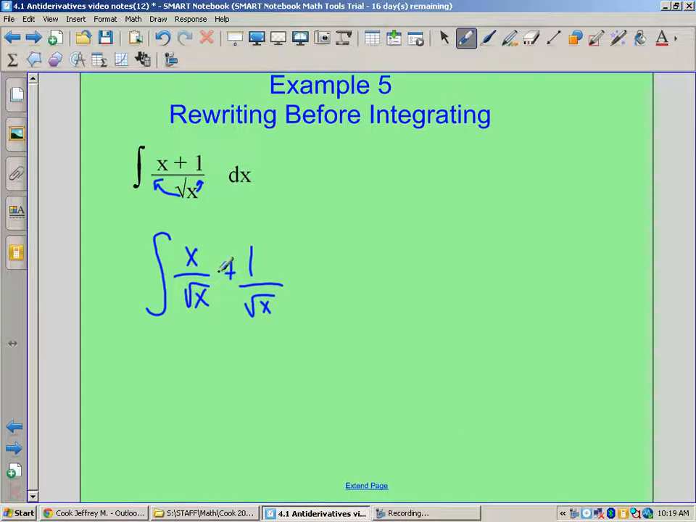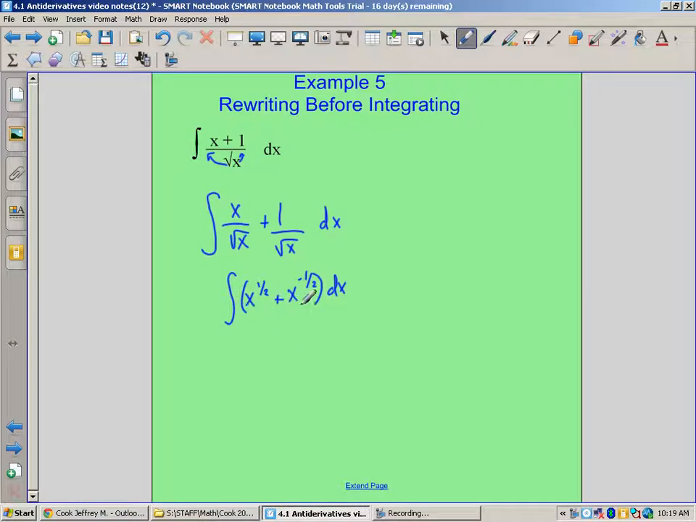And even better, if I say this is a power of 1, this is a power of a half, we subtract our exponents. I could call this x to the 1/2, and then here this would be x to the negative 1/2. And so then I can go ahead and integrate this. And when I integrate that, I end up raising a power and dividing by that new power. So it's going to be x to the 3/2 divided by 3/2. Here I'm going to add 1, which will take it to x to the 1/2 and divide by that 1/2. And then don't forget your constant.